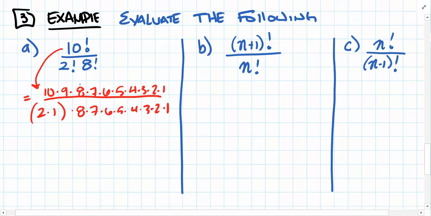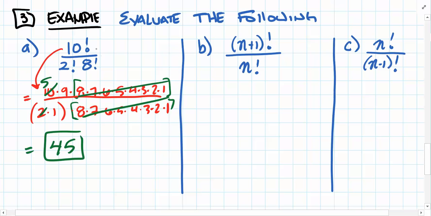Well, do you guys notice anything, right? I mean, all of this stuff, since everything is being multiplied together. So everything up top here cancels with everything down below there because we're multiplying everything. Okay, that's just the number 1 right there. And then 10 divided by the number 2 is the number 5. So all I'm left with is 5 times 9. So this is just the number 45, you guys. That's all that is. So 10 factorial over 2 factorial times 8 factorial can reduce down or simplify to the number 45.